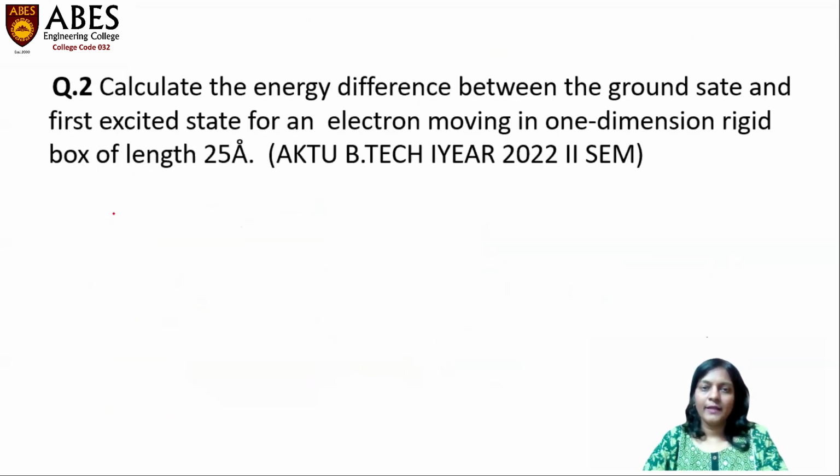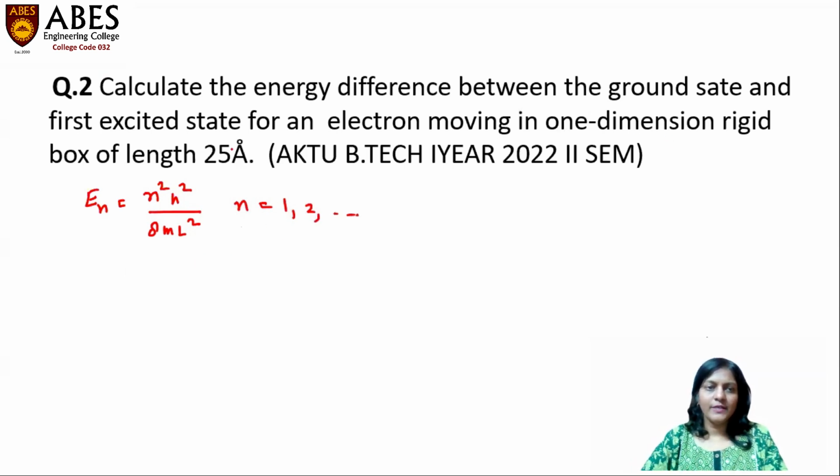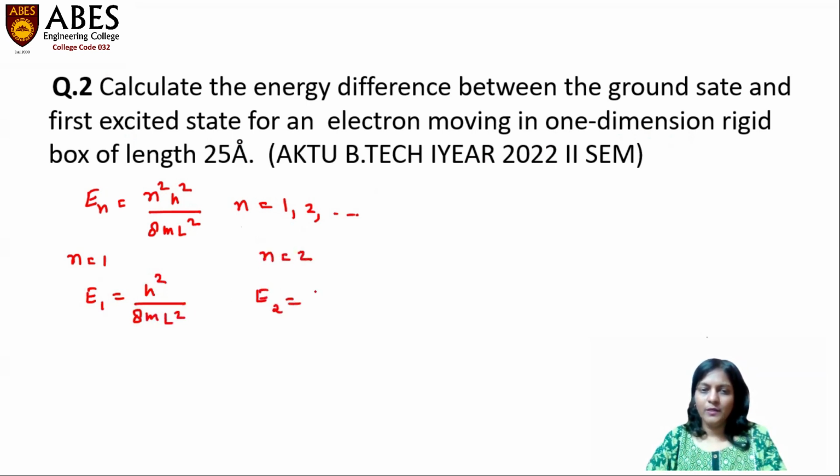Question number two. Calculate the energy difference between the ground state and first excited state for an electron moving in a one-dimensional rigid box of length 2.5 angstrom. Again, this is a problem from the one-dimensional box. We know energy eigenvalues for a particle in a box are n square h square upon 8mL square, where n is equal to 1, 2, and 3. Between the ground state and first excited state: for the ground state, n is equal to 1, E1 is h square upon 8mL square. And n is equal to 2 for the first excited state, E2 becomes 4h square upon 8mL square.